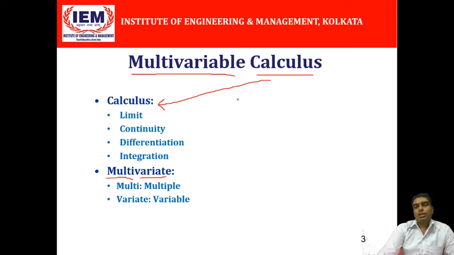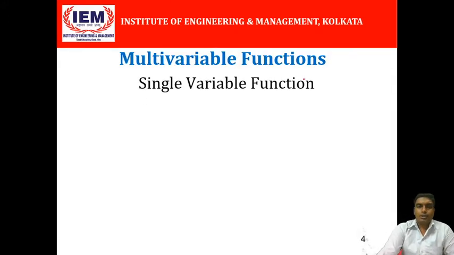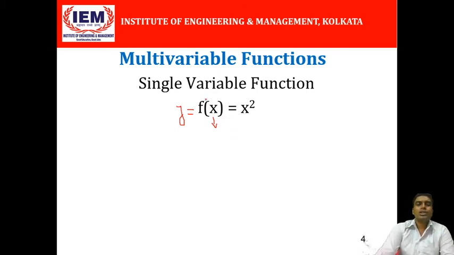In the calculus you have only the single variable. What I mean is, for the single variable you have only one independent variable, right? So basically we call that y equal to f(x), for example y equal to f(x) equal to x square. This is the equation of the parabola, where x is our one independent variable. So this is the single variable.